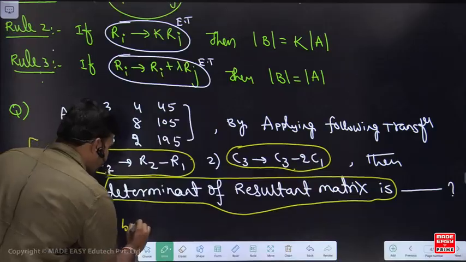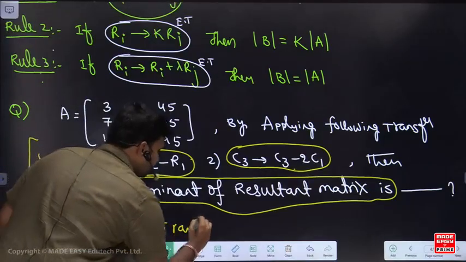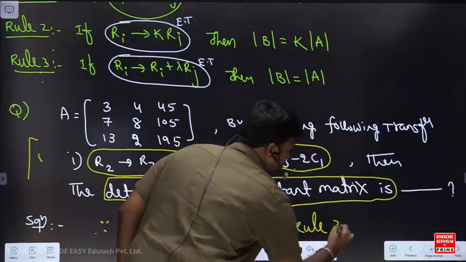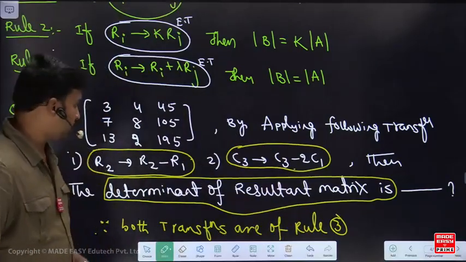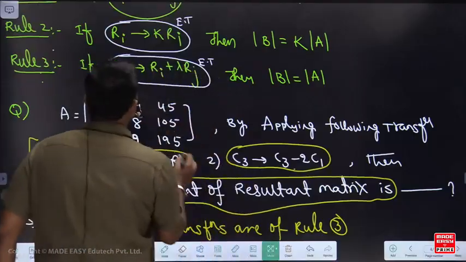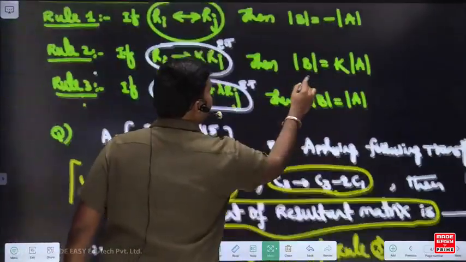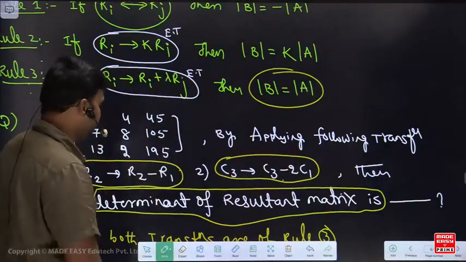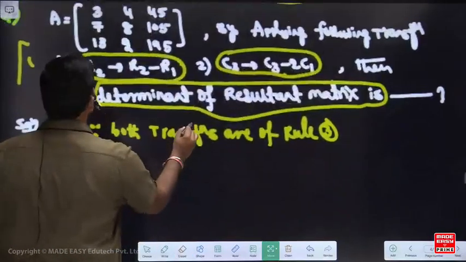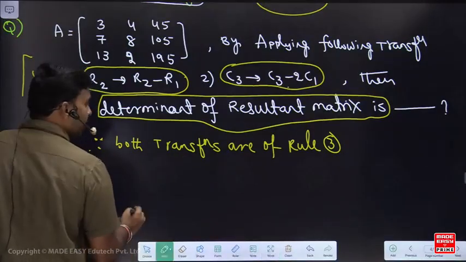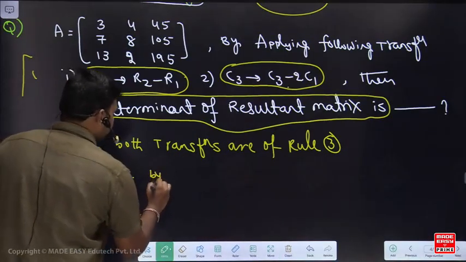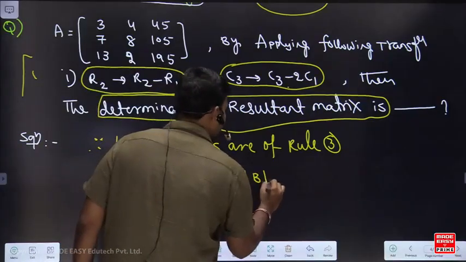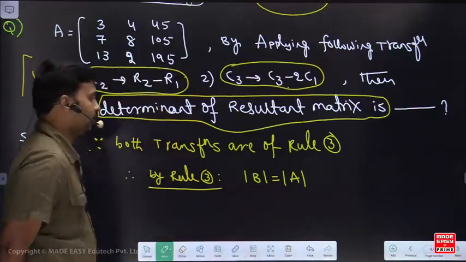Since both transformations are of rule 3, okay, so because of rule 3, there won't be any change in the determinant. So therefore I can simply write like this. By rule 3, determinant of B is equal to determinant of A, right?